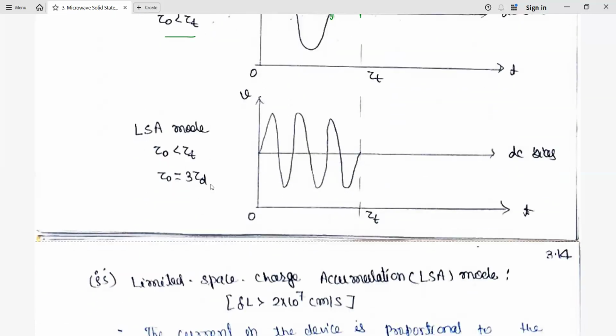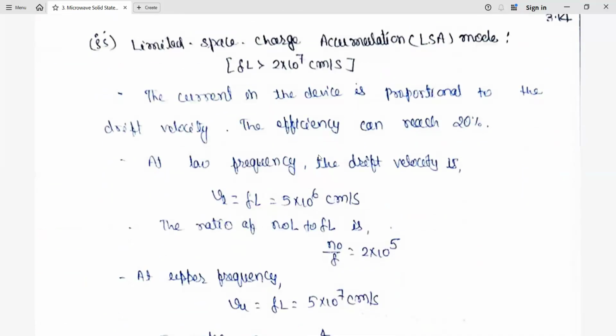And next we are going to see the LSA mode, that is the limited space charge accumulation mode. So here what we are seeing is that τ0 is smaller than the transit time, approximately 3 times τT. So on the basis of that, different waveforms are here. This waveform is important to explain the mode of operation of the Gunn diode. So last, this is the limited space charge accumulation, and one more type we are going to see.